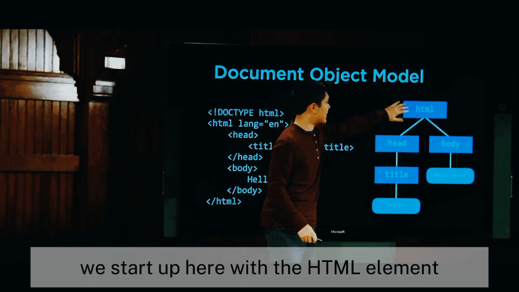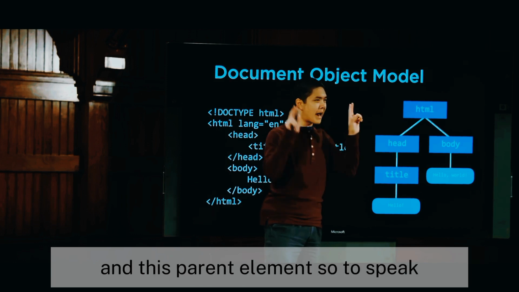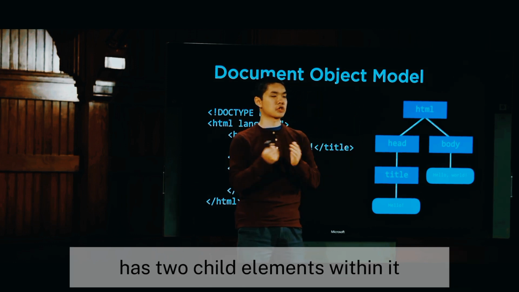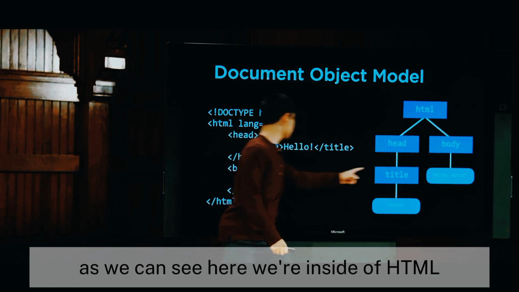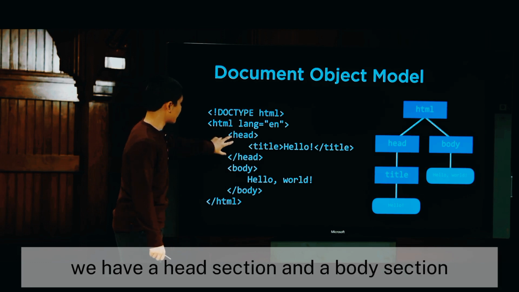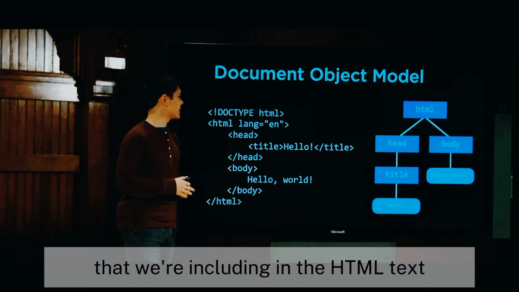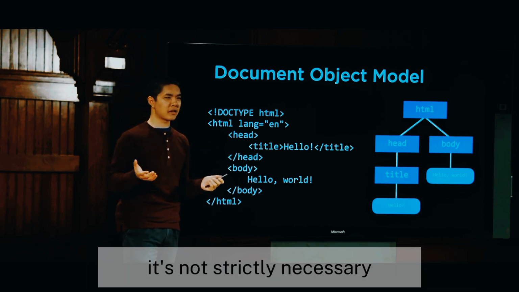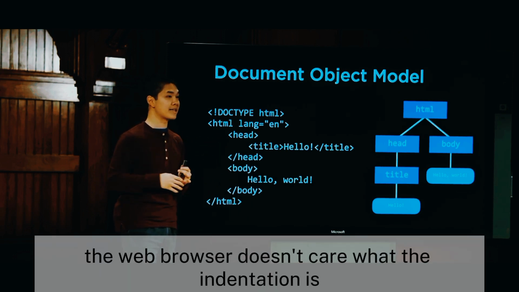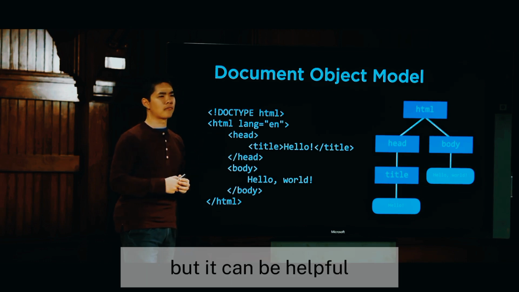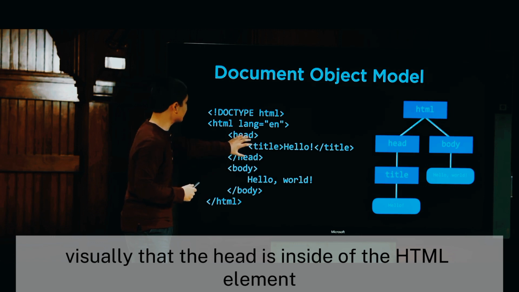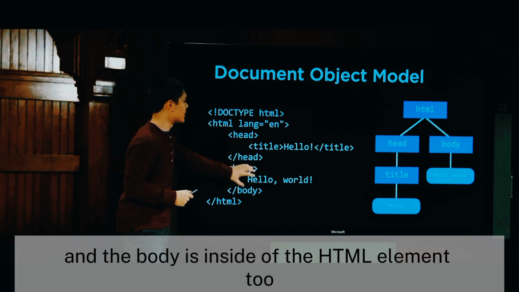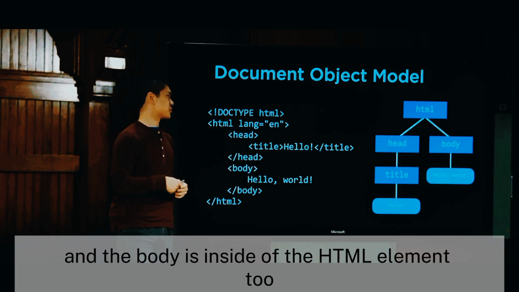So we start up here with the HTML element. And this parent element, so to speak, has two child elements within it, a head element and a body element. As we can see here, where inside of HTML, we have a head section and a body section. And the indentation here that we're including in the HTML text, it's not strictly necessary. The web browser doesn't care what the indentation is. But it can be helpful for someone who's reading the page just to see the indentation, to understand visually that the head is inside of the HTML element and the body is inside of the HTML element too.